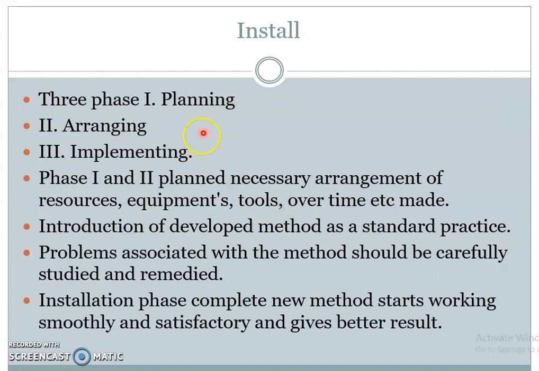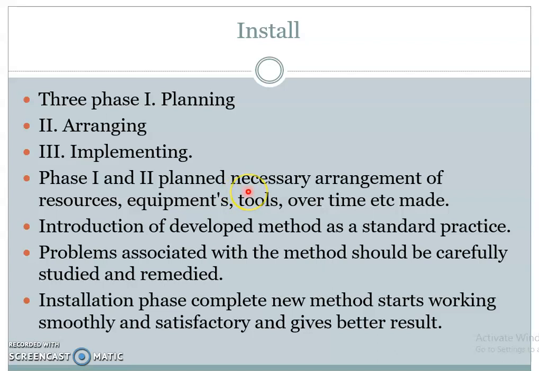Now, the next phase or step is the installation of the method developed. There are three phases of installation. Phase 1 is planning, phase 2 is arranging and phase 3 is implementing. So the best method developed during the previous step is installed in this stage.